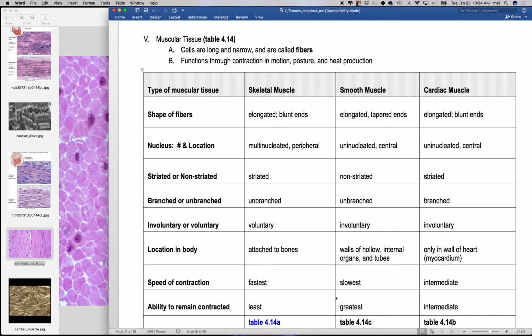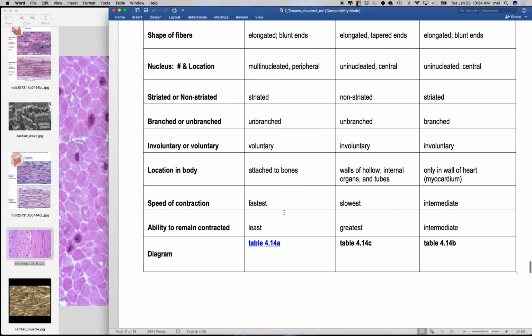Okay, so now let's talk about location in the body. That's easy. Skeletal muscle is called skeletal because it's generally attached to your bones, not always. Smooth muscle is in the wall of any hollow internal organ or tube except the heart. And then cardiac muscle is only in the wall of the heart, right? That's the only place that it exists.